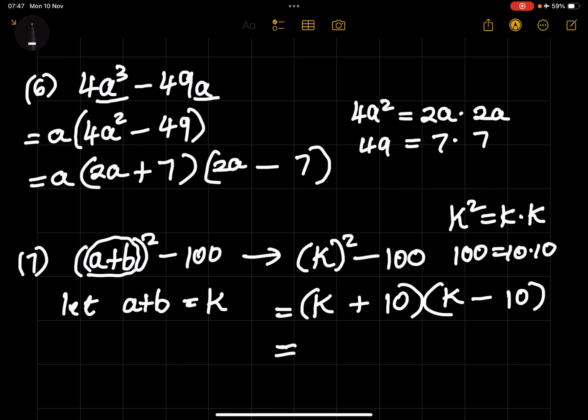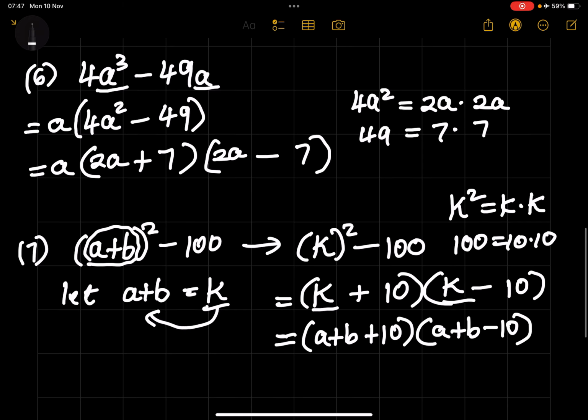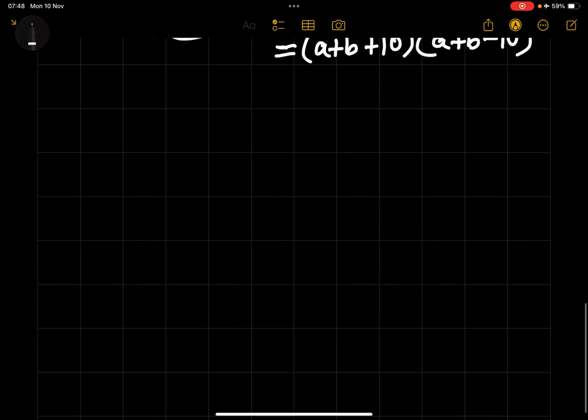But now we need to take our k back, because, remember, k is a plus b. So where I see k, I put a plus b plus 10. Then I put a plus b, and then we have minus 10. And that is fully factorized. Now let's go to number 8, ladies and gentlemen.